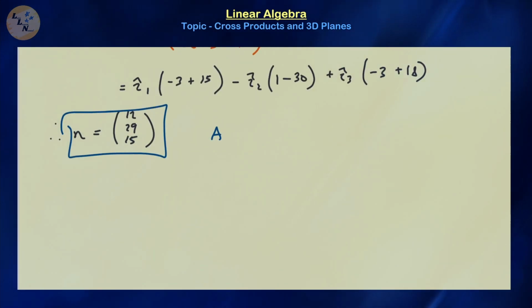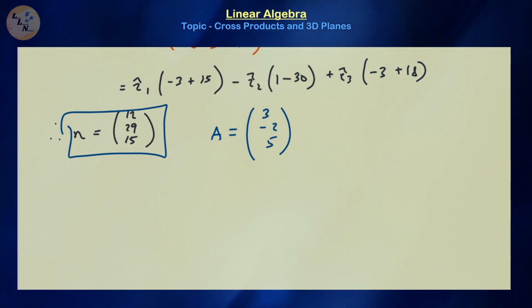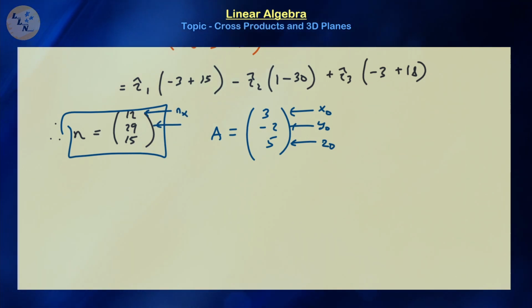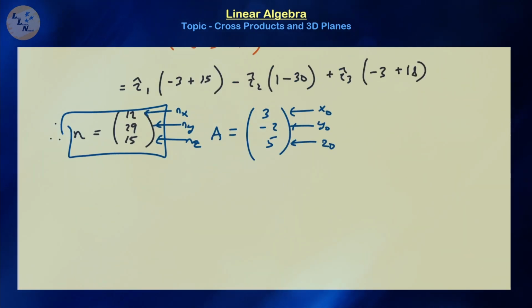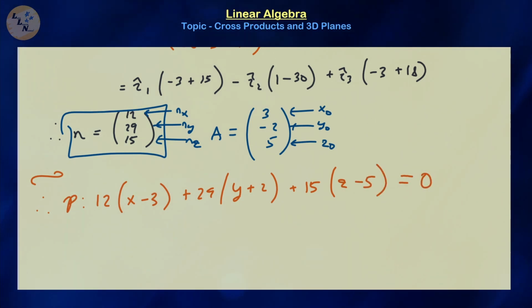Now keep in mind, what was our reference point, A? That was going to be equal to 3, minus 2, 5. So that's going to be our x0, our y0, and our z0. That's going to be our nx, that's our ny, and that's our nz. That means we can construct the equation of our plane. So what is that going to look like? Our plane is given by 12 times x minus 3, plus 29 times y plus 2, plus 15 times z minus 5, equal to 0.